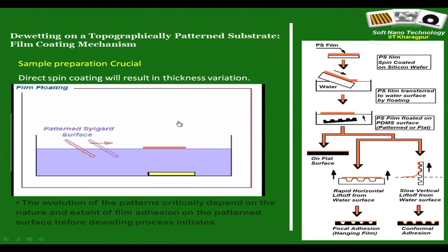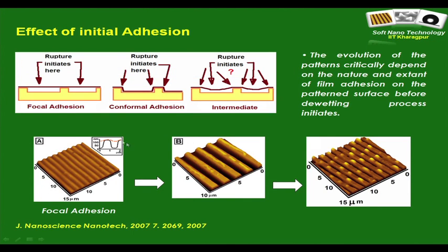So this was how initial samples for these experiments were created, and it was also shown that depending on the angle at which you pick up your sample, you can have two different initial configurations. If you pick up your substrate vertically, you actually get a completely conformal adhesion of the film with respect to the substrate. In contrast, if you pick it up horizontally, you get a film morphology which is hanging, in contact with only the protrusions and hanging over the other areas. So depending on how you prepare your film, you could lead to either of these.